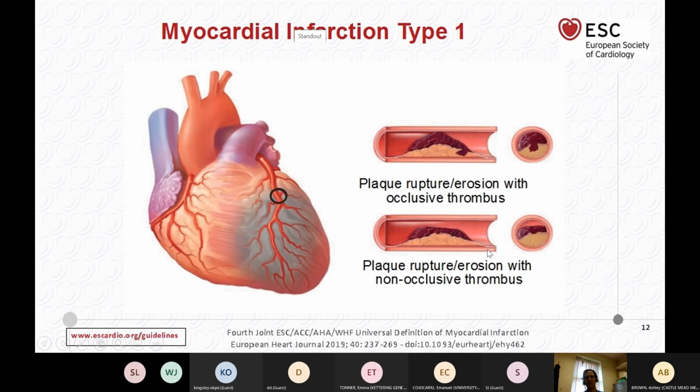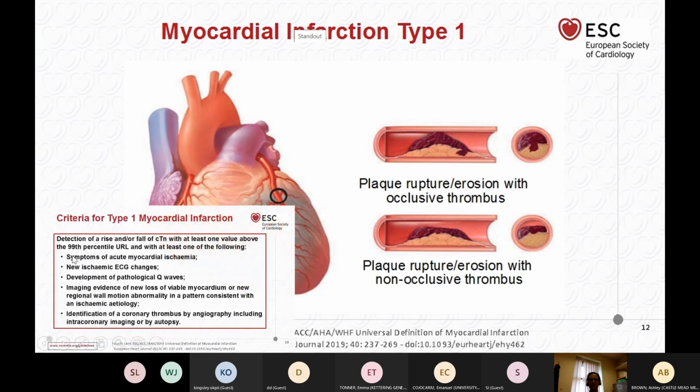So just to go over this again, type 1 myocardial infarction. This requires the troponin to increase, and it requires there to be plaque rupture and occlusive or non-occlusive thrombus. So a blood clot needs to form and cause obstruction to some extent of the coronary artery, sufficient to be causing some symptoms and the troponin release.